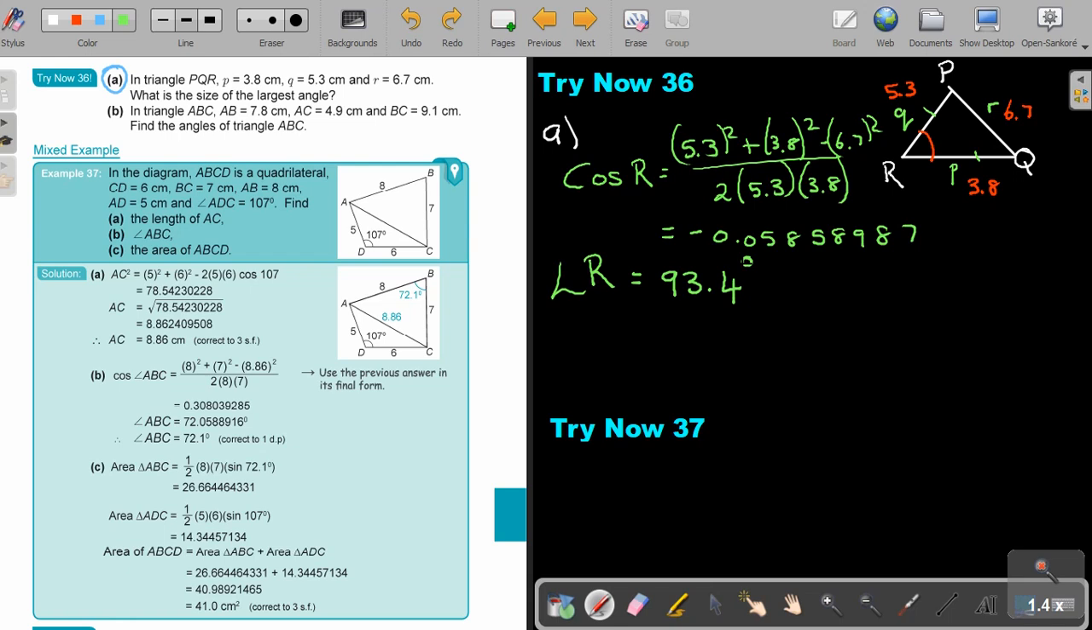In the next video, we will look at mixed examples where we are going to work with the cosine and the sine rule.